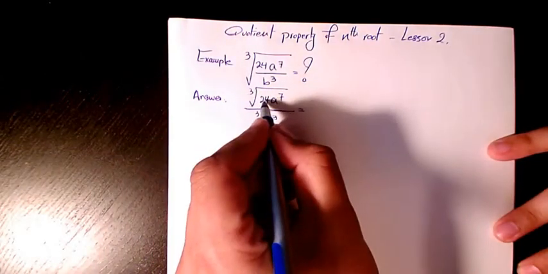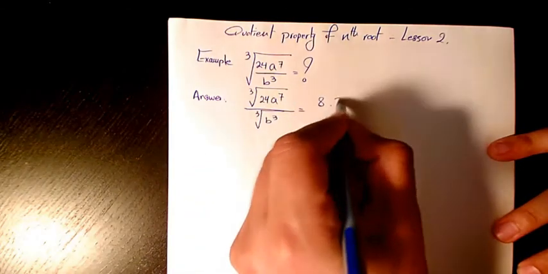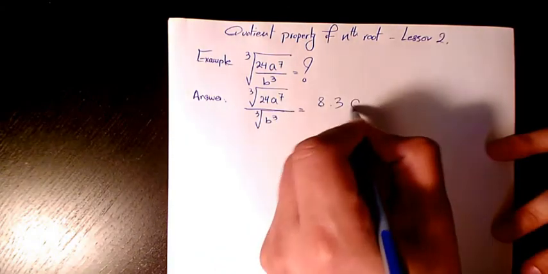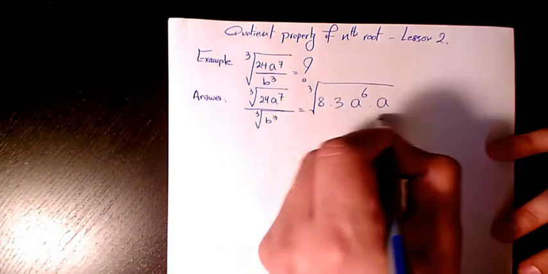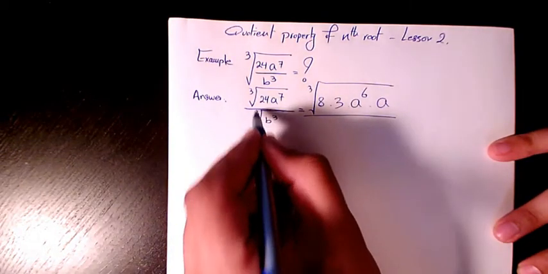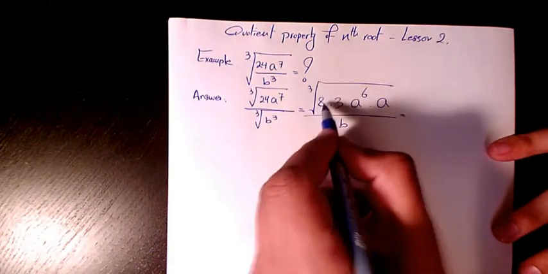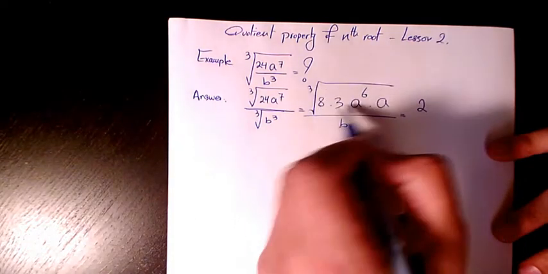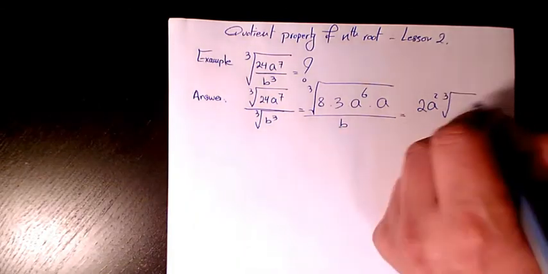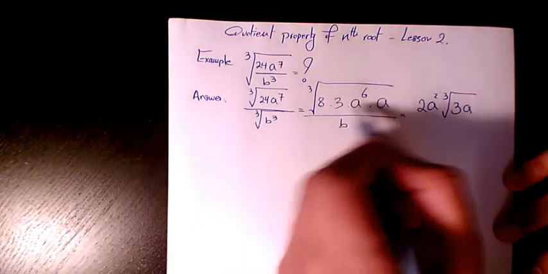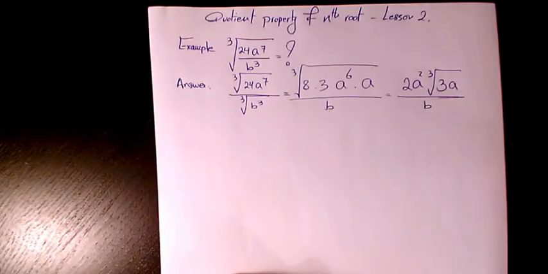Then you can say that 24, you can change it to 8 times 3. And a to the power of 7, you can change it to a to the power of 6 times a. And then cube root of b to the power of 3 is going to be just b. Then cube root of 8 is 2. Cube root of a to the power of 6 is a to the power of 2. And here we have cube root of 3a, that's what's remaining, divided by b. This is the final answer.